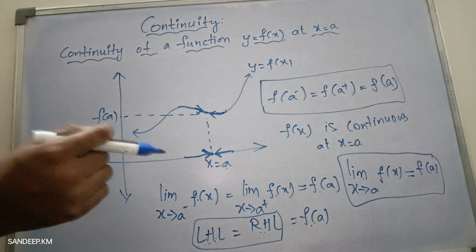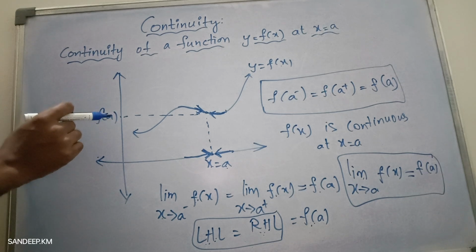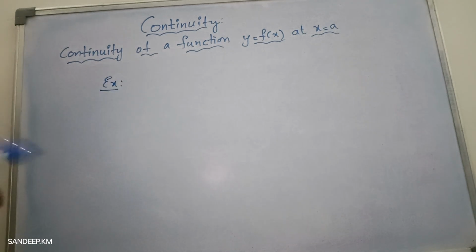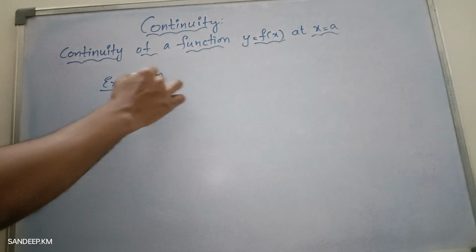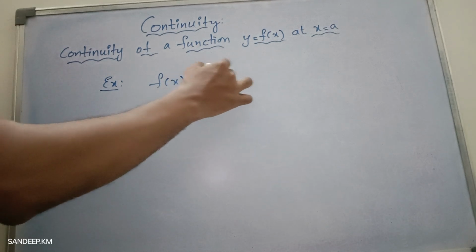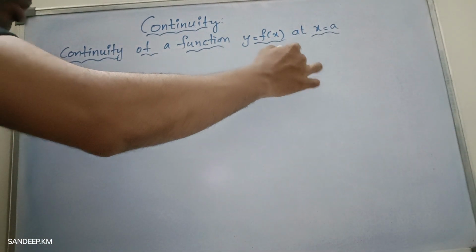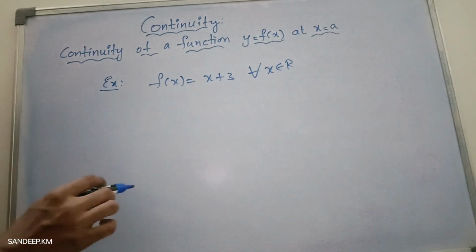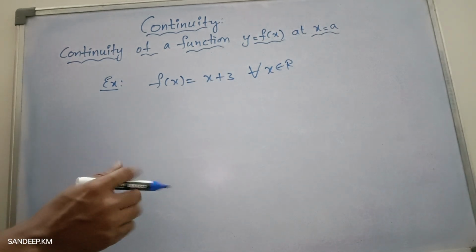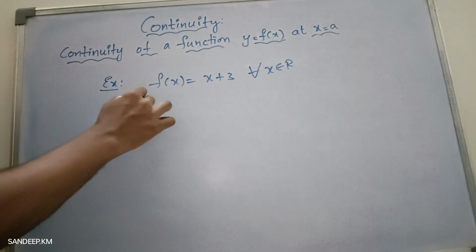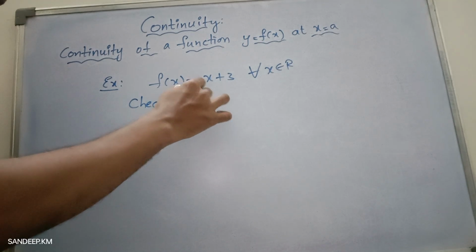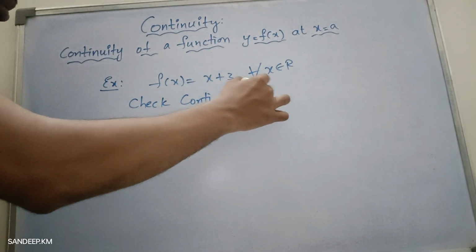Fine. A simple example on this continuity. A simple example, let f of x equal to x plus 3 for all x belongs to R. And let me check the continuity at x equal to 2. Okay, now let us check continuity at x equal to 2.